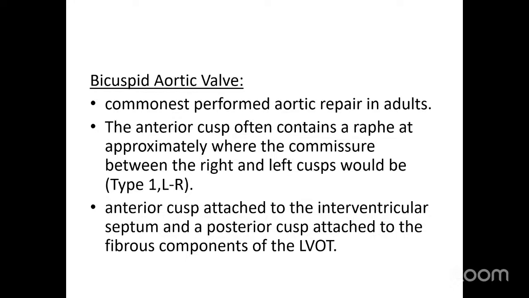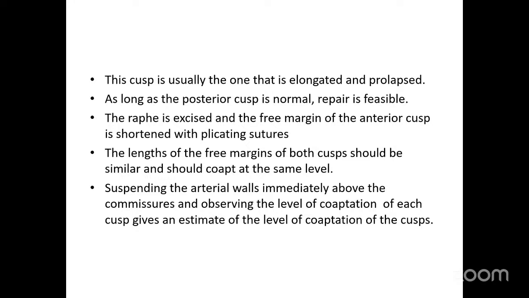Bicuspid aortic valve, the most commonly performed aortic repair in adults. The anterior cusp often contains a raphe at approximately where the commissure between the right and left cusps would be. The anterior cusp is attached to the interventricular septum, and the posterior cusp is attached to the fibrous component of the mitral valve. The anterior cusp is usually the one that is elongated and prolapsed. As long as the posterior cusp is normal, repair is feasible.